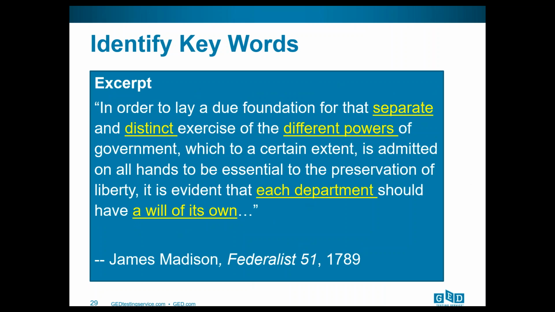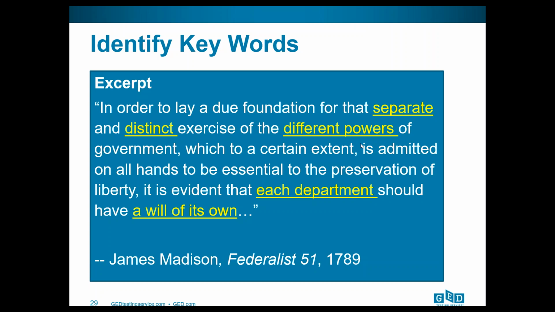And notice what we've done on this particular slide, and as it pulls in just a minute, you'll see that there's certain words which have been underlined, and they're also in a different color so that you can see those. And we're a little slow on that. Probably has to do with our weather here. In order to lay a due foundation for that separate, okay, that's a key word for me. Distinct, that's another important word for me.